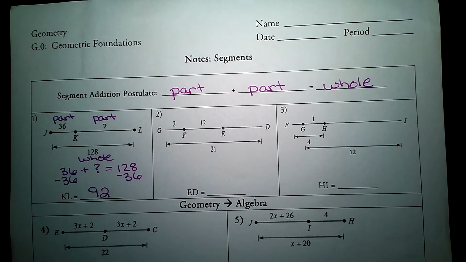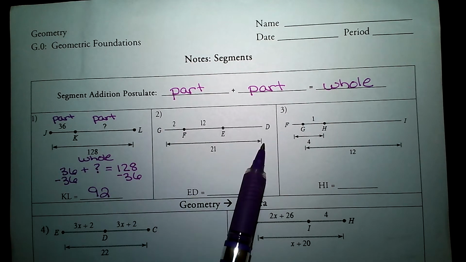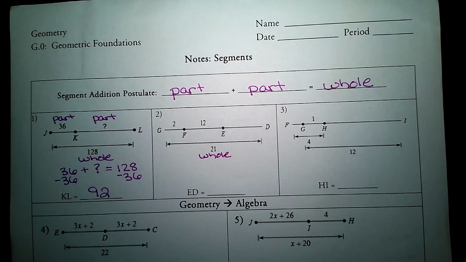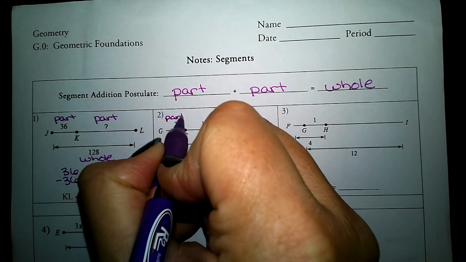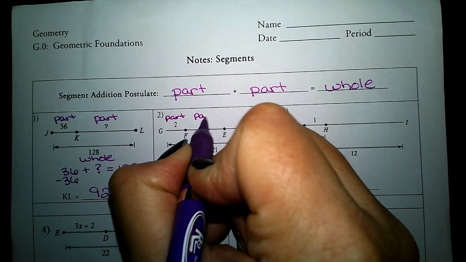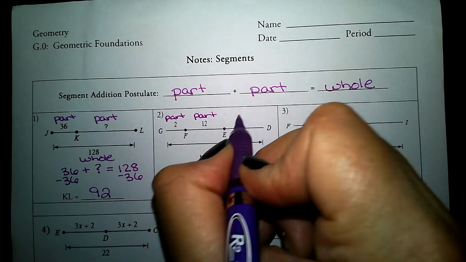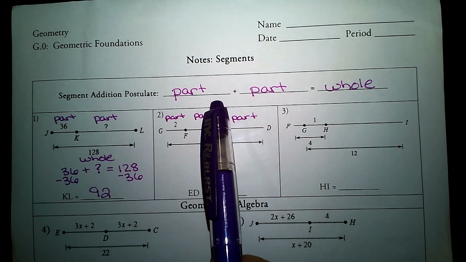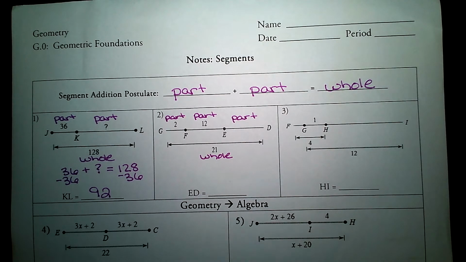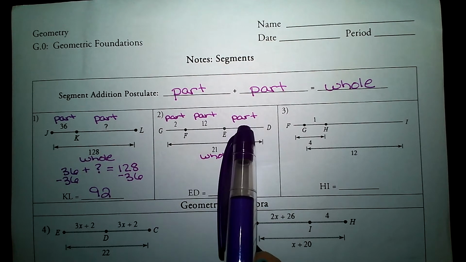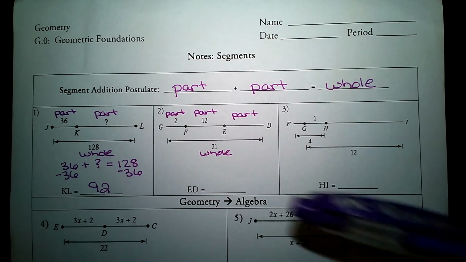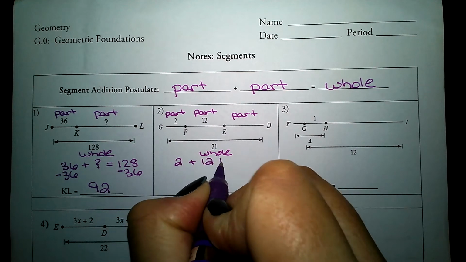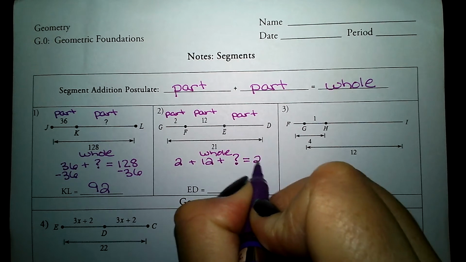Let's try another one. Here we've got the whole piece from G all the way down to D. And it looks like we've got three parts. This part here is 2 units long. F to E is another part that's 12 units long. And then we've got E to D, which is a third part. So the segment addition postulate could expand. In this case, it's going to be part 1 plus part 2 plus part 3 all added together makes the whole length of 21. So 2 plus 12 plus some unknown value is going to equal 21.